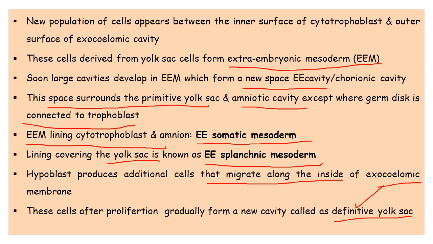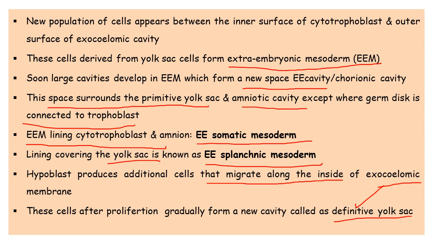So extraembryonic mesoderm is later on going to form the somatic mesoderm and the extraembryonic splanchnic mesoderm. This somatic mesoderm is lining the cytotrophoblast and amnion, and the lining which is covering the yolk sac is called the extraembryonic splanchnic mesoderm. So the extraembryonic mesoderm is now divided into two types: extraembryonic somatic mesoderm, which is over the amnion, forming the lining of the cytotrophoblast and amnion and surrounding the amniotic layer, and the extraembryonic splanchnic mesoderm, which is surrounding the yolk sac part.